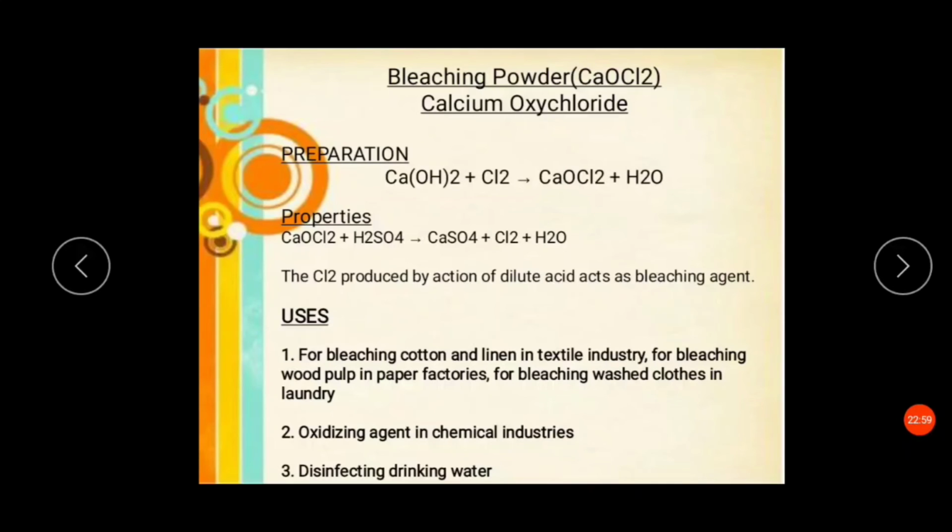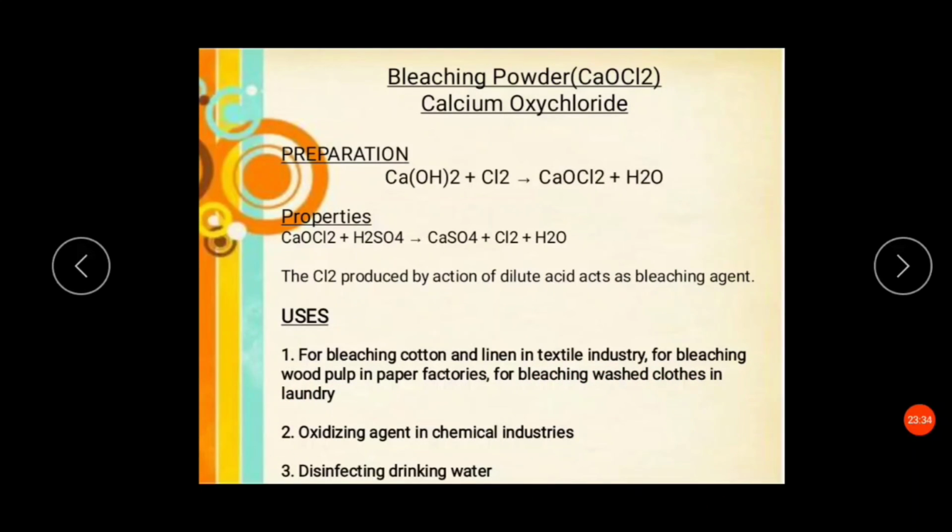Property: when bleaching powder combines with H2SO4, it gives calcium sulfate, chlorine and water. This chlorine, which is produced by the action of dilute acid, acts as a bleaching agent. Okay, what is the use of this bleaching powder? The first use is for bleaching cotton and linen in textile industries, for bleaching wood pulp in paper factories, and for bleaching washed clothes in laundry.